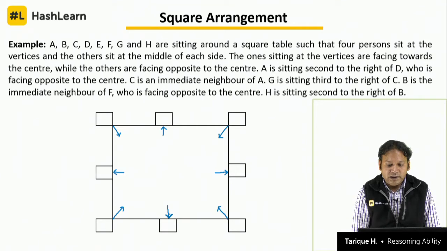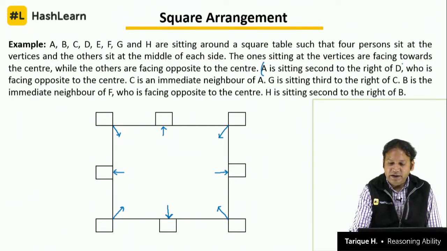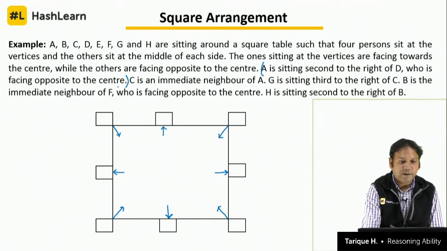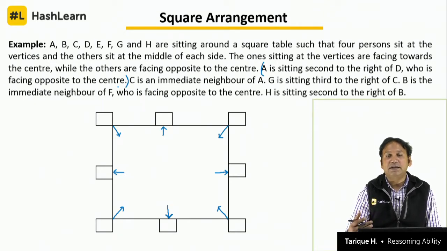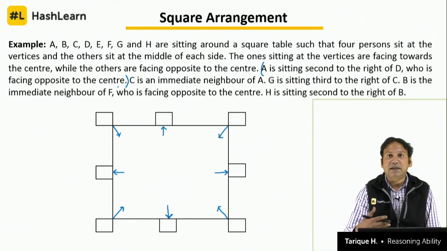Okay, we start the first clue then. A is sitting second right of D, who is facing opposite to the center. If it is given to us that he is facing opposite to the center, it means that he is sitting at the sides. Similarly, if it is given to us that he is sitting at the sides, it means that he is facing opposite. So what is the meaning of this statement?